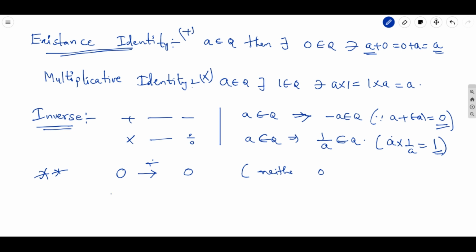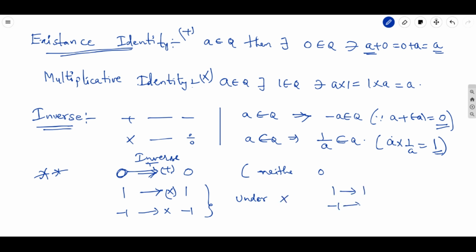In the same case, the multiplicative inverse of 1 is 1 only. The additive inverse of 0 is 0 only. The multiplicative inverse of 1 is 1 only, the multiplicative inverse of minus 1 is minus 1 only. So 1 and minus 1 are their own inverse under multiplication. Under multiplication, 1 inverse is 1, minus 1 inverse is minus 1.